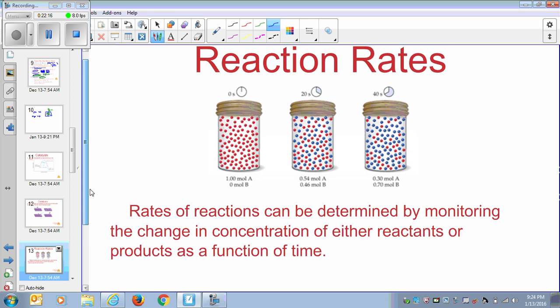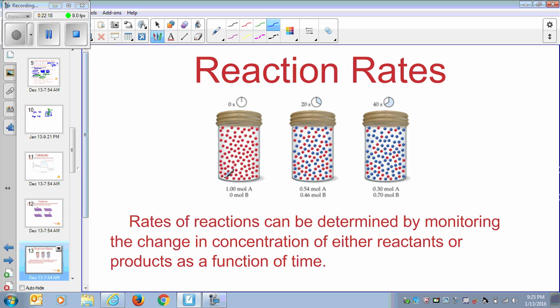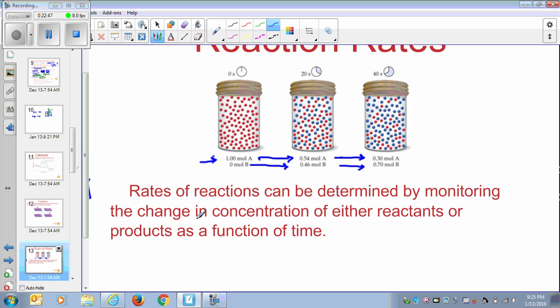So for reaction rates, the concentration: this is just telling you how the concentration of A is decreasing. It's 1 molar here, then it goes to 0.5, and then to 0.3, and B goes from 0 to 0.46 to 0.70. So as the concentration of A is decreasing, the concentration of B is increasing. The rate of reaction can be determined by monitoring the change in concentration of either the reactants or the products as a function of time. So you must understand it's delta C over delta T.